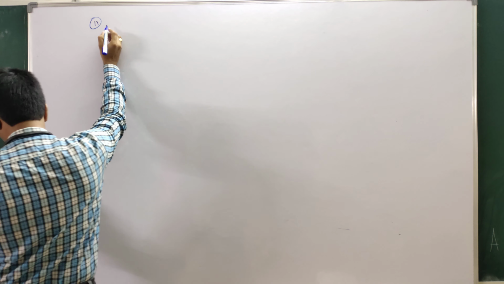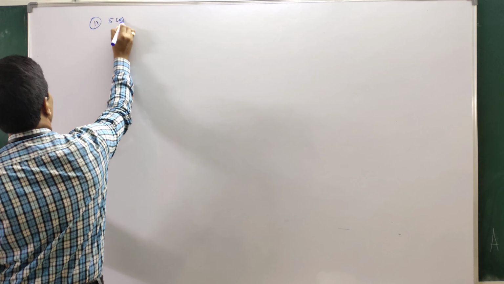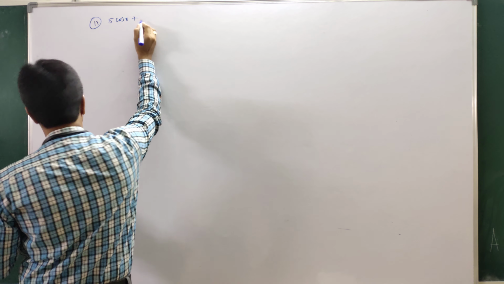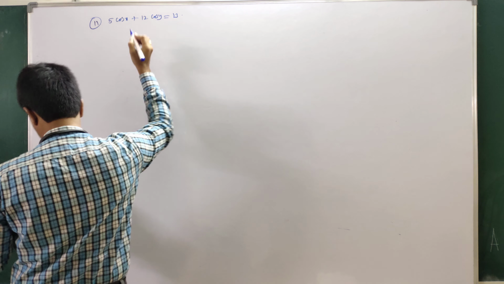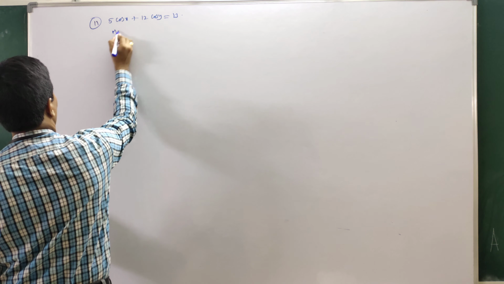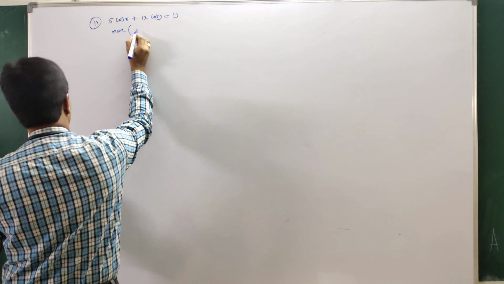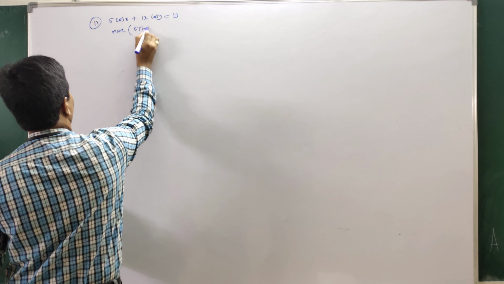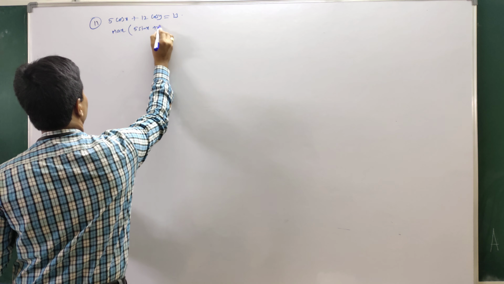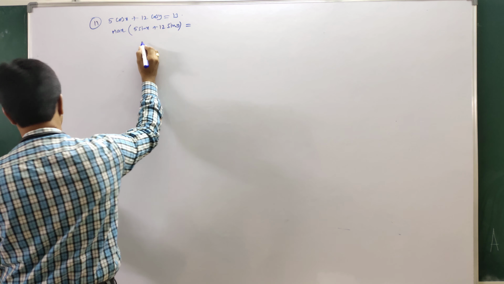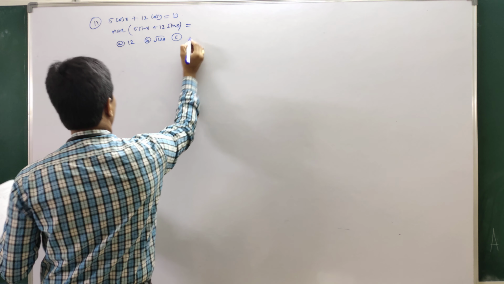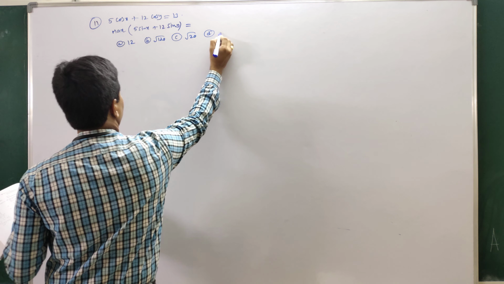What is the 11th problem then? 5 cos x plus 12 cos y equal to 13. Then we have to find the maximum value of 5 sin x plus 12 sin y. So options are given. First option 12. Second option is root 120. This is root 20, 30.